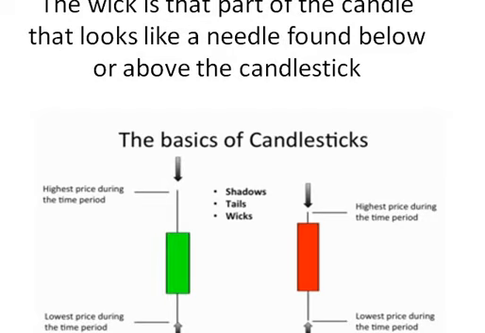You can see, I just told you that the rectangular part is the body, but that tiny part on top and below is what we call the wick. Now, the wick also tells you the highest price during the period. Let's take a look at this bias candle, the green candle, for example. That is to say that the price went as high as the wick before that candle expires, depending on the time frame.